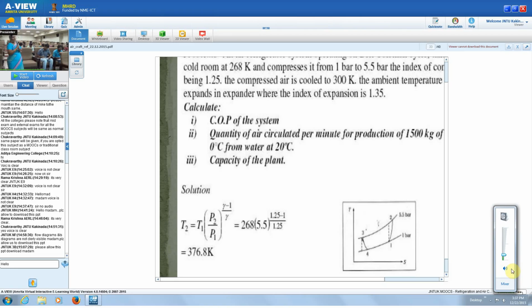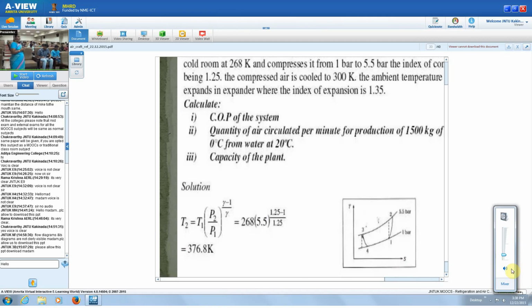So assuming first 1 to 2 dash, 1 to 2 first as isentropic process, you can find out the exit at 2. So you can find out T2 is equal to T1 into P2 by P1 to the power of gamma minus 1 by gamma. So then you will get T2. Then you have to find out the actual exit temperature from the compressor.